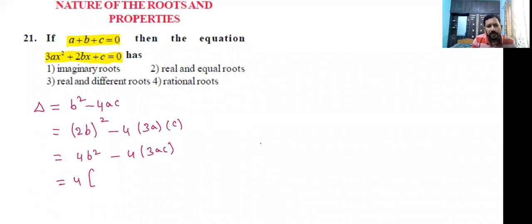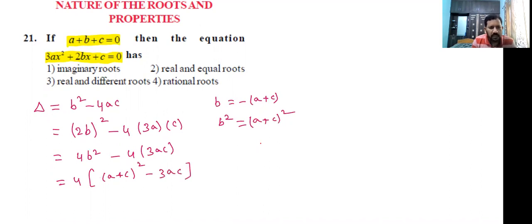Already we know that a plus b plus c is equal to 0. Then what is b? b is minus of a plus c. Substitute here. So b square is equal to minus of a plus c whole square, that is a plus c whole square. Substitute here a plus c whole square minus 3ac. So expand this, what happens?